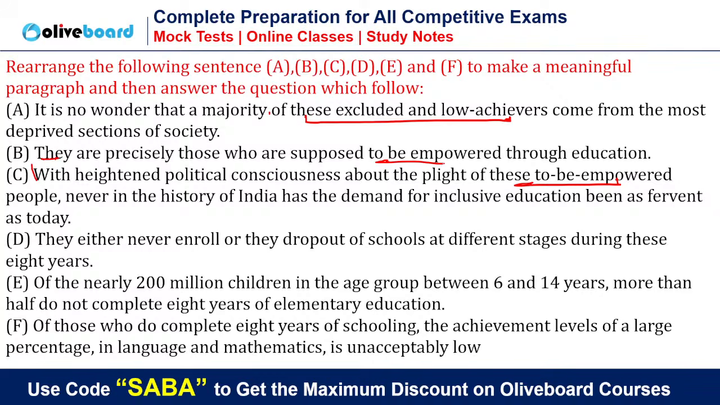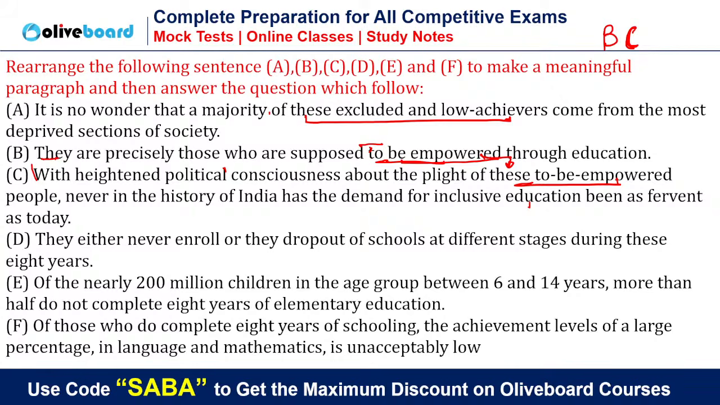Can we say that BC forms pair? I'm not very sure, but this is how I do the pair formation. Because here it is written those who are supposed to be empowered through education, and these to be empowered people, never in the history of India has the demand for inclusive education been as fervent as today.